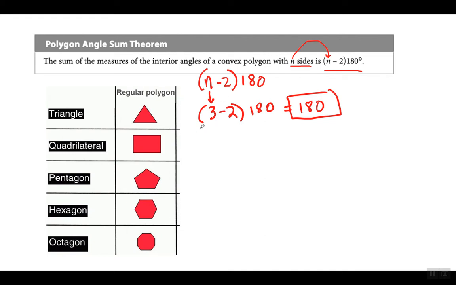Alright, let me show you the same thing with the other shapes. A quadrilateral has 4 sides. Alright, so 4 minus 2 is 2. 2 times 180 is 360. So all the interior angles of a quadrilateral have to add up to 360. A pentagon has 5 sides.